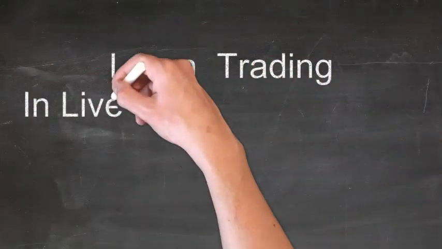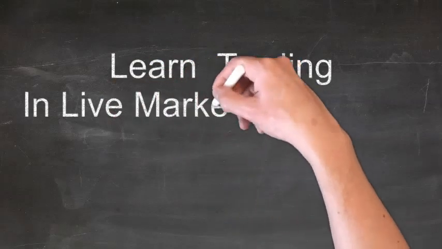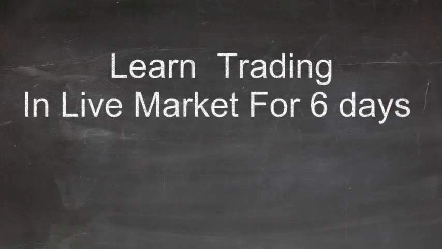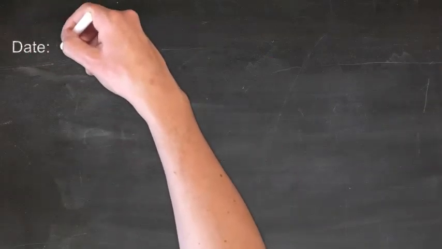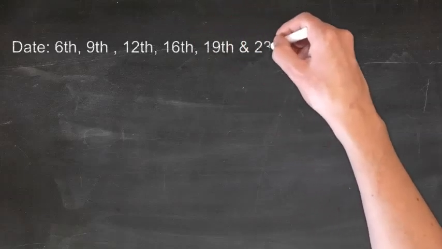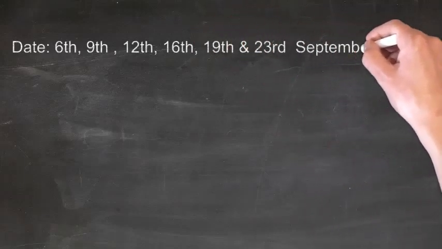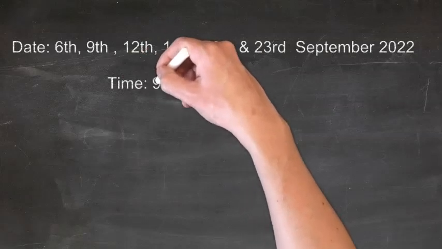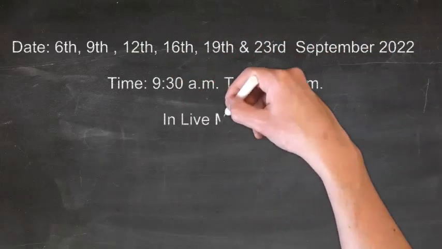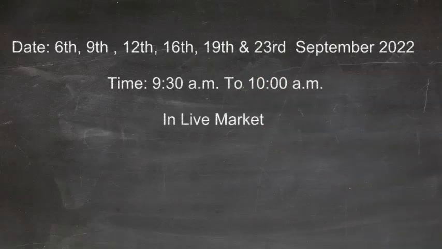We have scheduled a 6-day live market program in the month of September to teach you how to trade in options and others. 6th, 9th, 12th, 16th, 19th, and 23rd September are the dates for the program, 9:30 a.m. to 10 a.m. The program will be conducted in the live market.